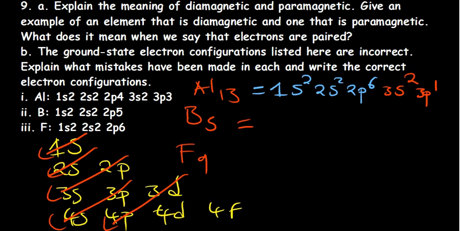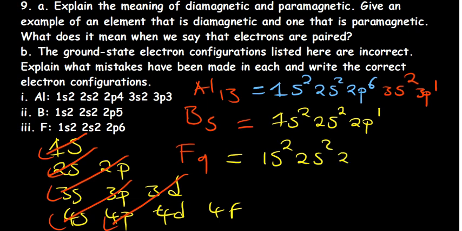Boron: 1s2, 2s2, that's 4. 2p1, that gives us 5. Fluorine: 1s2, 2s2, 2p6, that's 10. That's already more, so we need to reduce to 5. 5 plus 4, 9, right? So that's how you come up with the electron configuration. So you can see where the errors were, right? We can move on to the other question.